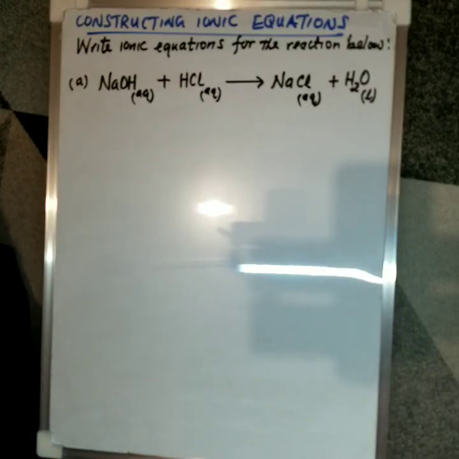So welcome to this segment. I want to show you how to construct ionic equations. When you're constructing ionic equations, there are things that we call spectator ions, ions that do not take part in a chemical reaction. You're going to see them as I demonstrate.